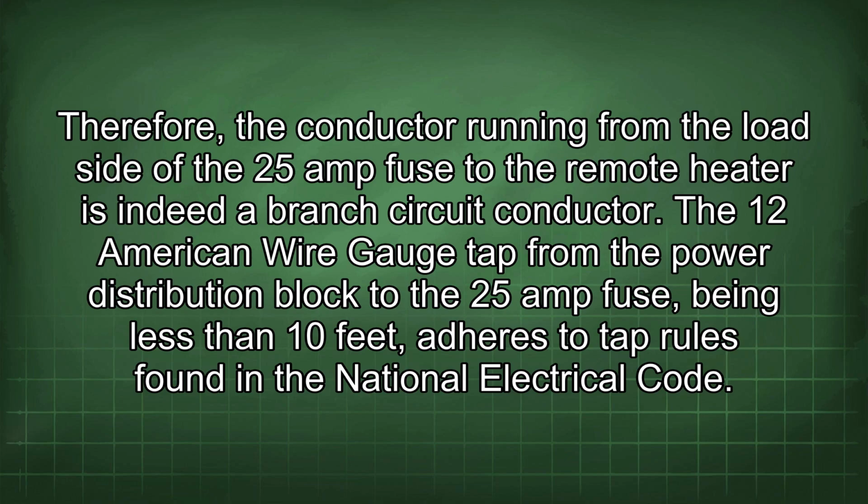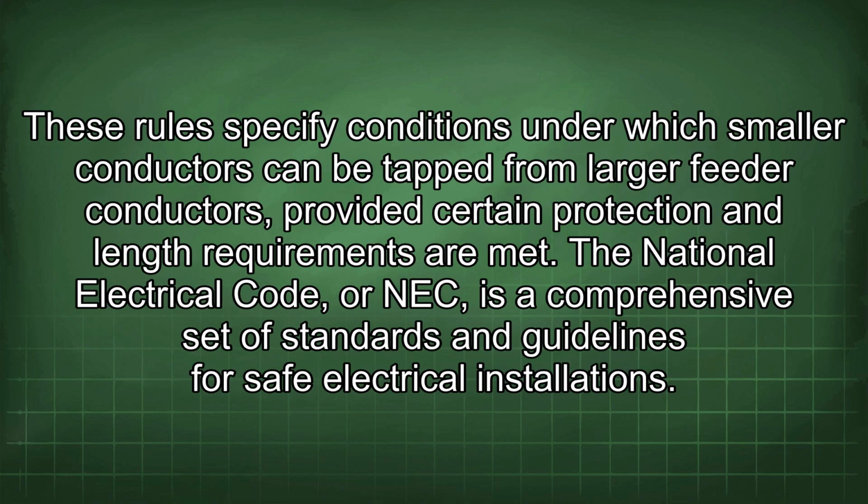branch circuit conductor. The 12 American wire gauge tap from the power distribution block to the 25 amp fuse, being less than 10 feet, adheres to tap rules found in the National Electrical Code. These rules specify conditions under which smaller conductors can be tapped from larger feeder conductors, provided certain protection and length requirements are met.